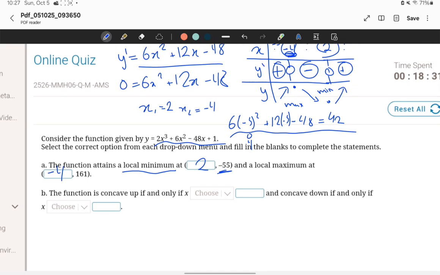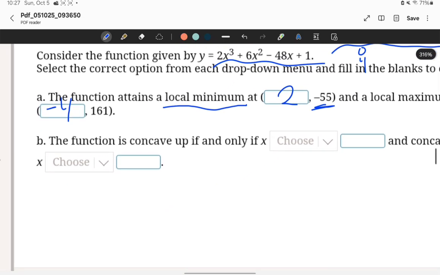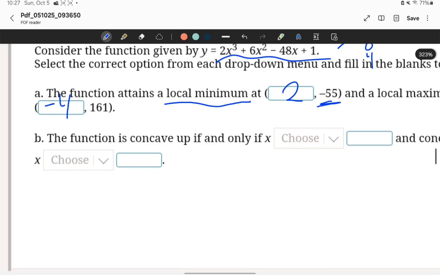For part B, they're asking for concave up and concave down. Concave means just the way it's pointing, so concave up would be this, and concave down would just mean this. So this is your graph, concave down, concave up. That's all it means. Now to find the concavity, we need to get f double prime of x, or y double prime.